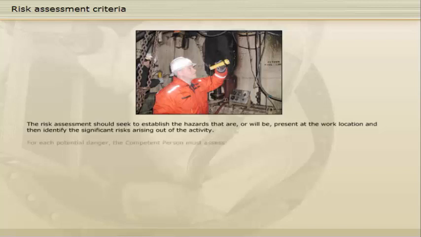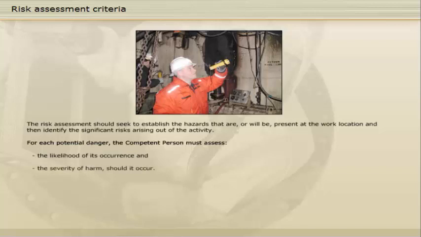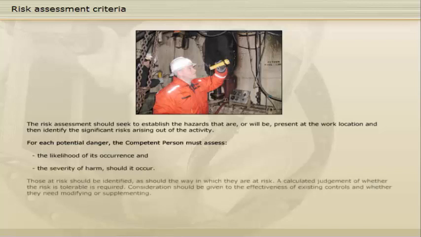For each potential danger, the competent person must assess the likelihood of its occurrence and the severity of harm, should it occur. Those at risk should be identified, as should the way in which they are at risk. A calculated judgment of whether the risk is tolerable is required. Consideration should be given to the effectiveness of existing controls and whether they need modifying or supplementing.